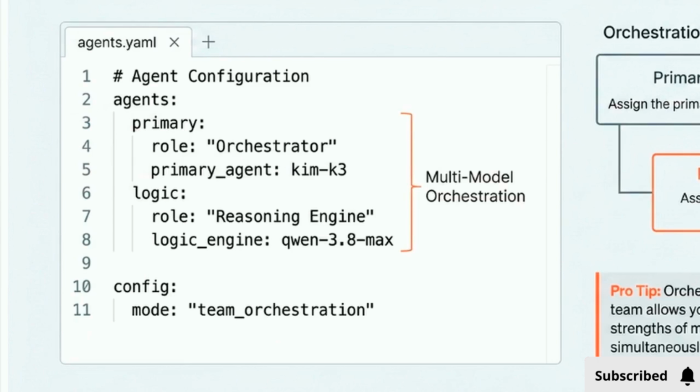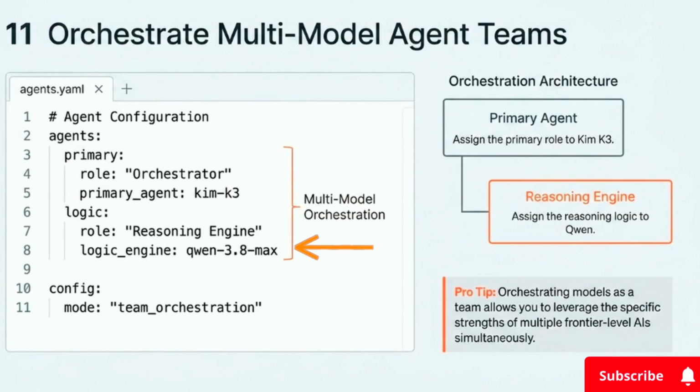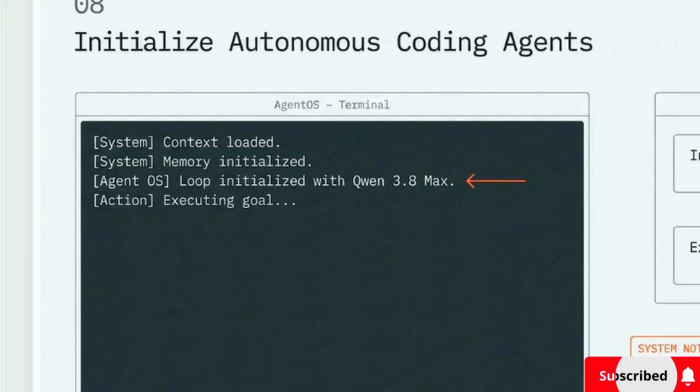This configuration file manages our multimodal orchestration. On lines 6 through 8 of the YAML file, we assign Qwen 3.8 Max as the dedicated reasoning engine to handle the core logic tasks. This terminal output confirms the boot sequence. The system loads context, memory is initialized, and it actively starts the autonomous loop using our designated model.